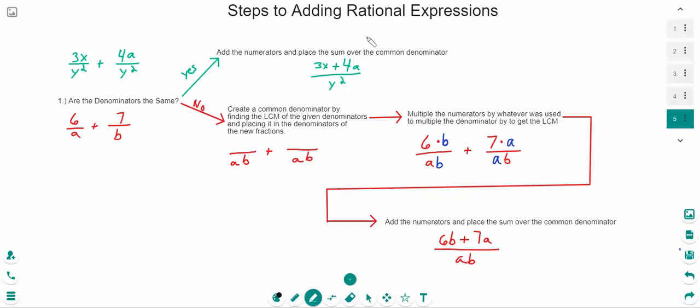All right, so that is kind of the rundown, the outline of how this whole process works. So study that for homework so that you can be very sure of yourself when you're working with these rational expressions. All right, we'll stop it there, and I will see you tomorrow.